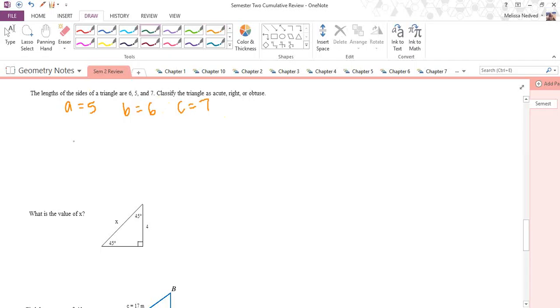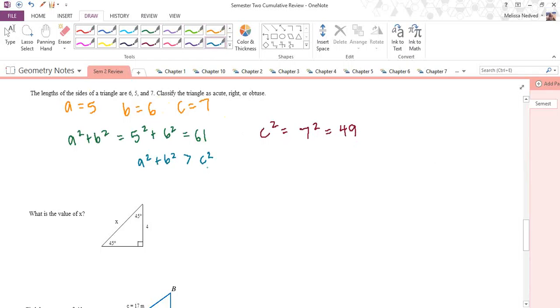Now I'm going to go ahead and find what A squared plus B squared is equal to, and that's going to help me determine what type of triangle I have. So 5 squared plus 6 squared is 25 plus 36, which gives us 61. Okay, I'm going to put that aside. Now I'm going to figure out what C squared is equal to. C squared is 7 squared, which is 49. Notice here, 61 is greater than 49, meaning A squared plus B squared is greater than C squared.